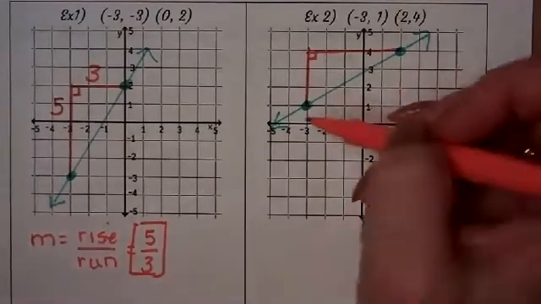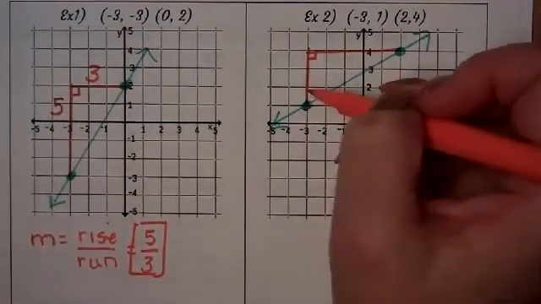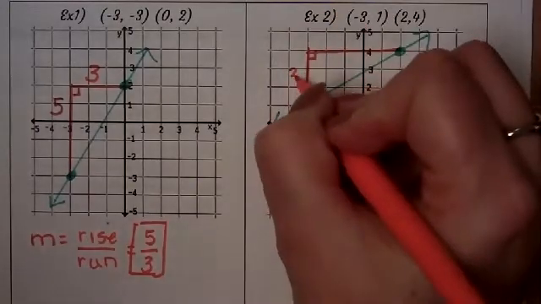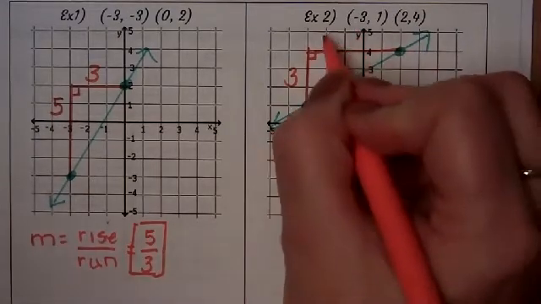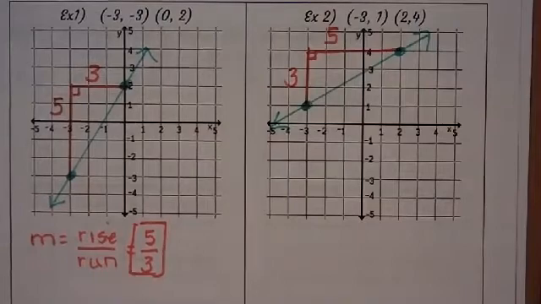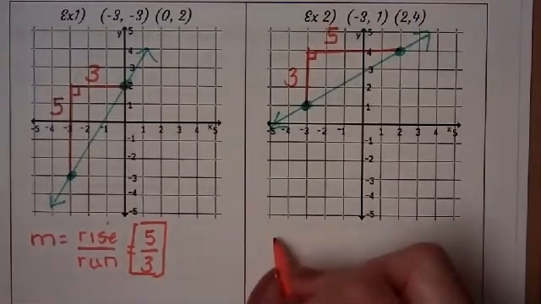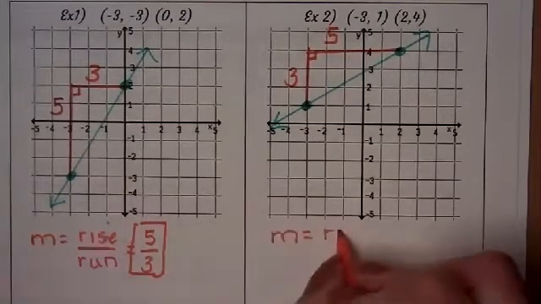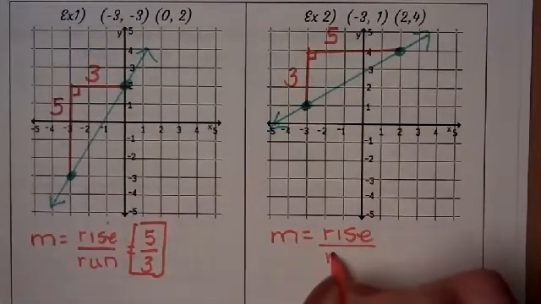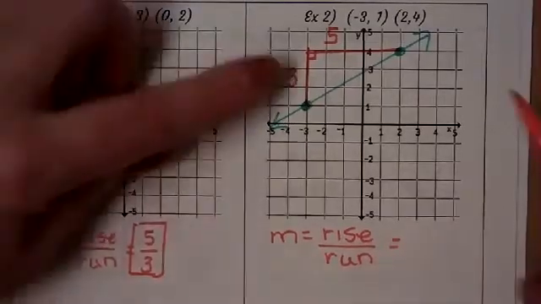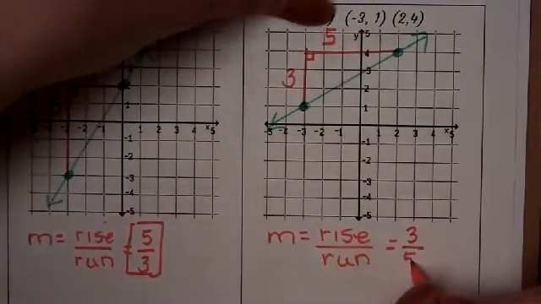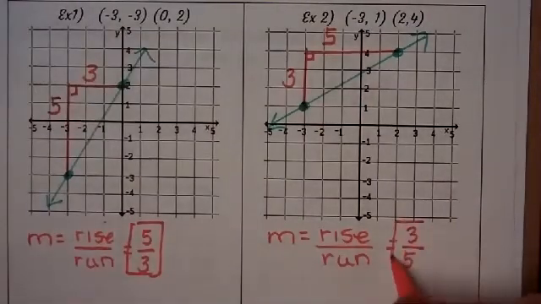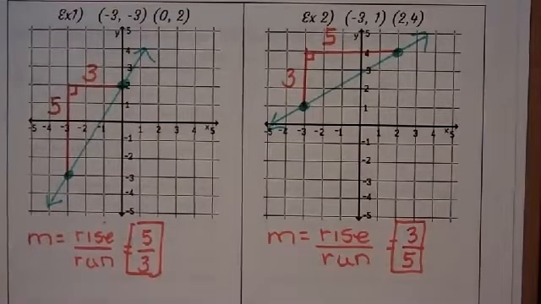Now I'm going to count the length of each side. My rise is 1, 2, 3. My run here is 1, 2, 3, 4, 5. Okay, that's second step. Our third step is just come down here and fill in our numbers. So we got M equals rise over run. My rise here is 3. My run is 5. Again, I'm going to ask myself, can I simplify that fraction? And we know we can't because 3 and 5 are both prime numbers. And that's as good as it gets.